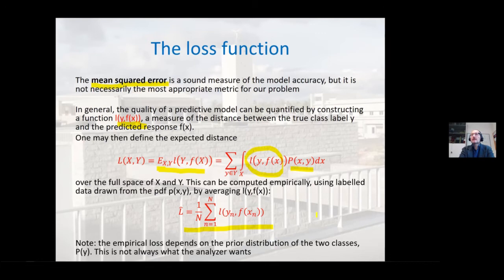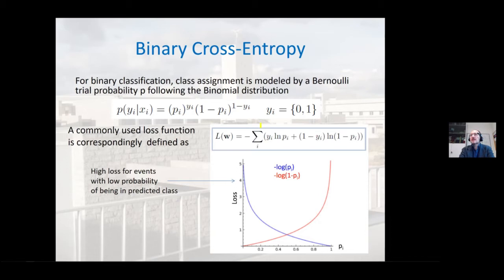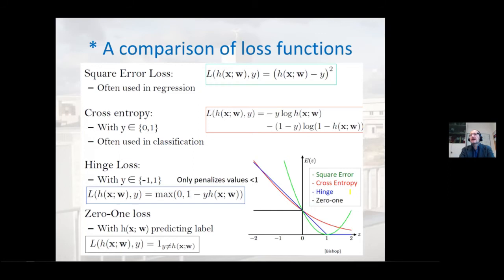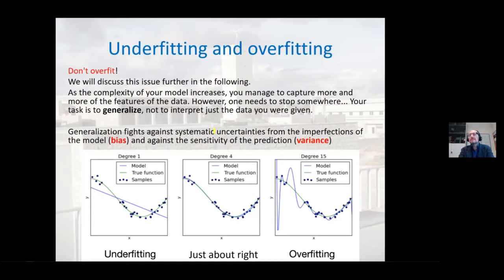So in binary classification, we have said that you can model the class assignment with this binomial distribution. And so the loss function that we actually use is defined through the logarithm of this. This is the typical setup in this kind of problem. But there are other problems where you use different losses. I don't have time to go into this very much, but typically we are doing binary classification. There is one thing to mention.